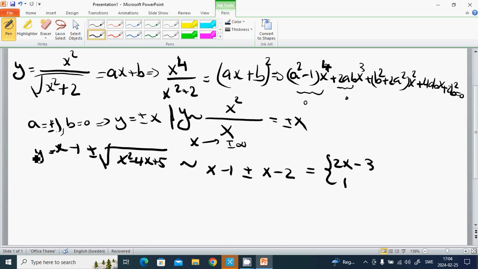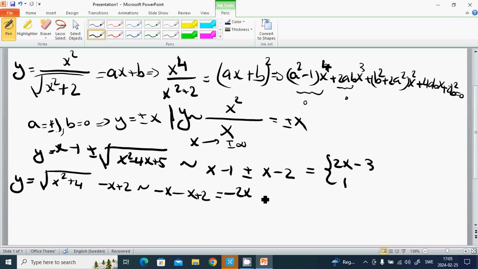The other example is y equals the square root of x² plus 4 minus x plus 2. It's corresponding to minus x plus 2, and it is minus 2x plus 2. It is minus plus, and the other one is 2.